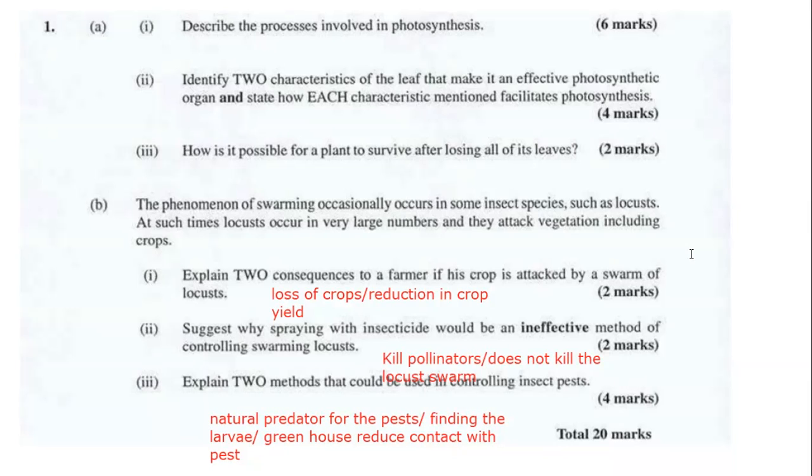Repeat, let me hear with the oxygen again. Since plants release hormones called auxins, would that help plants to survive after losing all their leaves? No. Because remember, auxin is usually produced in the roots, at the back of the roots and the shoot tips.